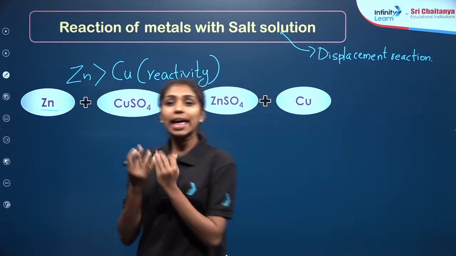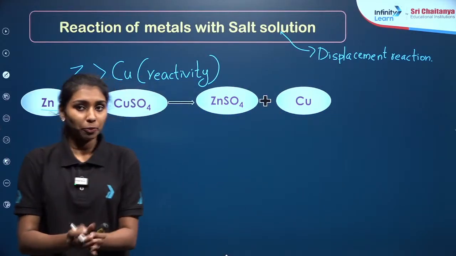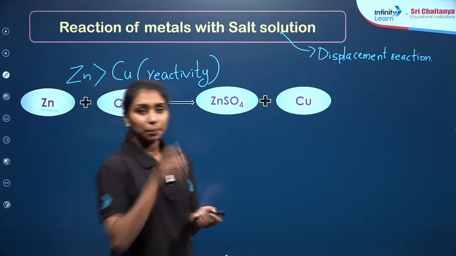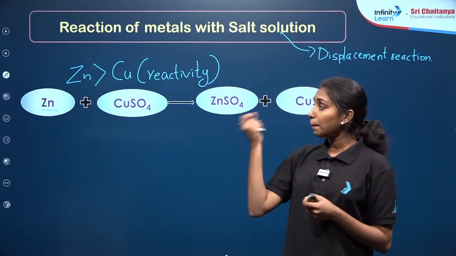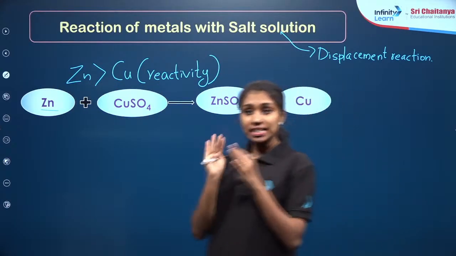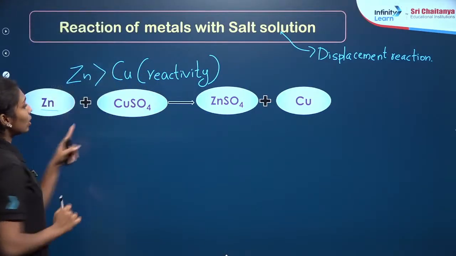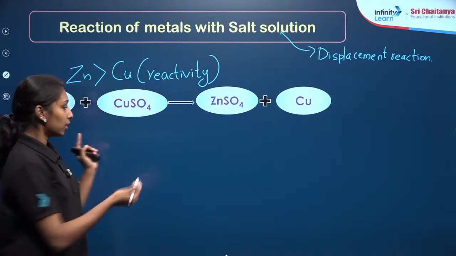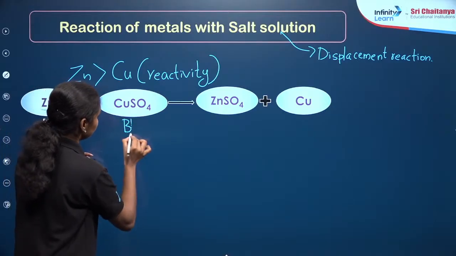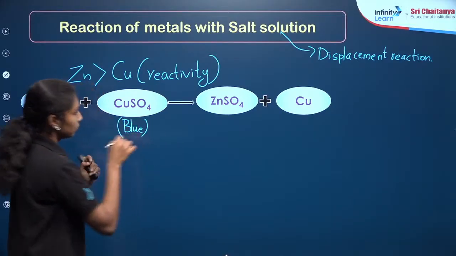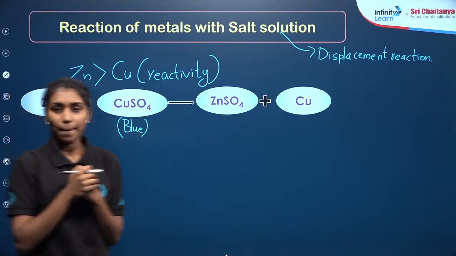Now, if you are doing the experiment, I am taking a copper sulfate solution in a beaker. Now, I am dipping a strip of zinc into it. You can observe a color change. What is the color of the pure copper sulfate solution? Blue color, right?